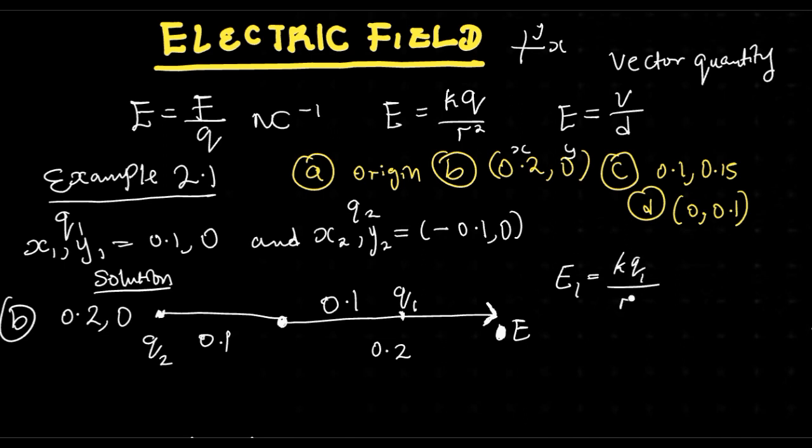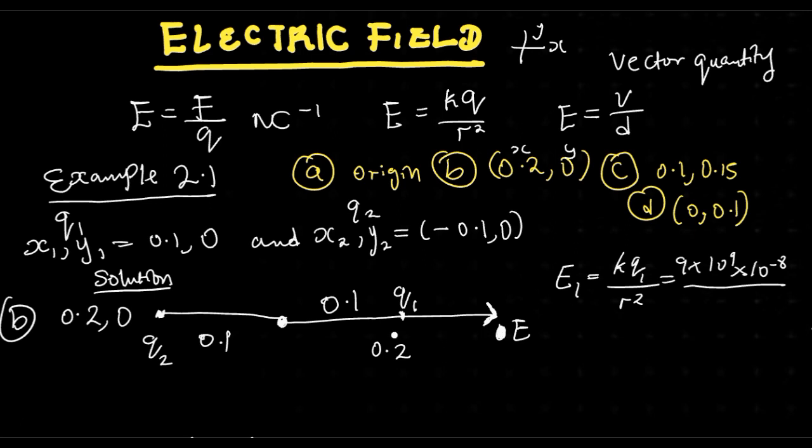So our E1 here should be KQ1 over r squared. So what's our k? 9 times 10 raised to the power 9. What's our Q1? 10 raised to the power minus 8. Then what is our r? Your r is the distance from the point of charge to the point of the electric field. Now, this is 0.1, and the overall distance from here to E is 0.2.